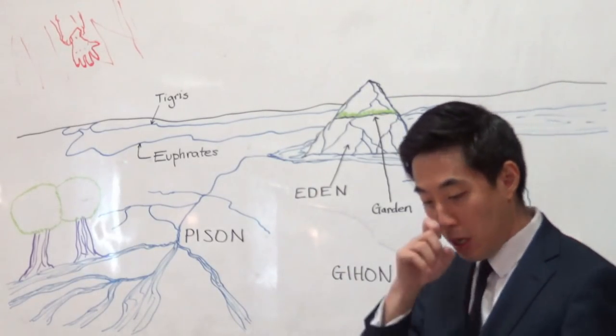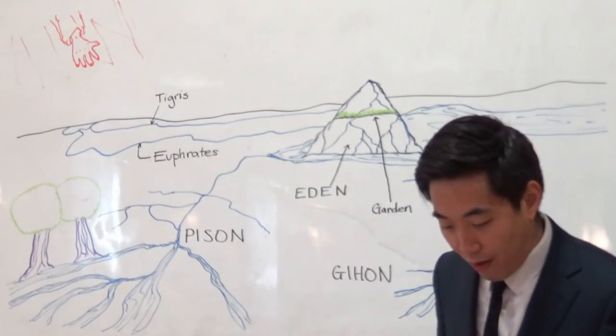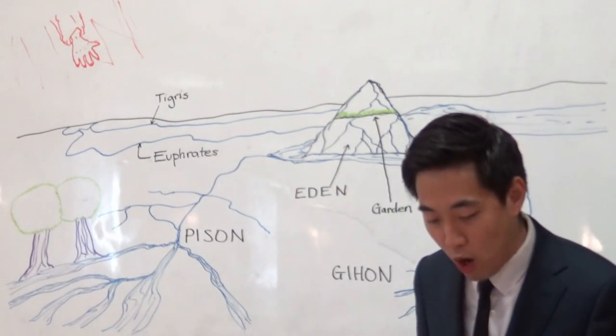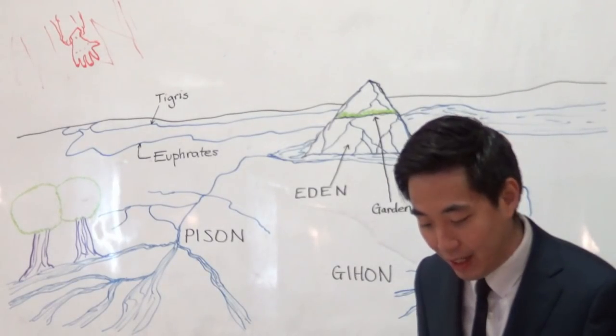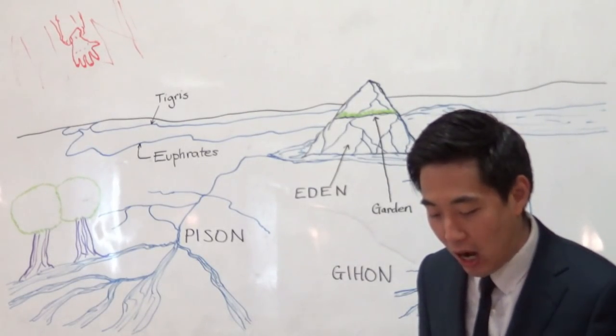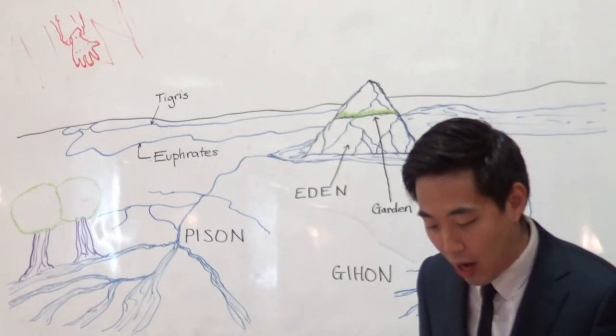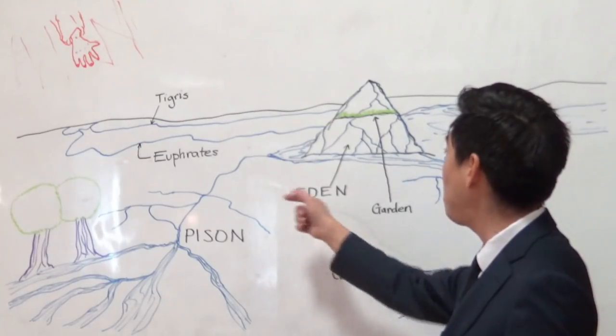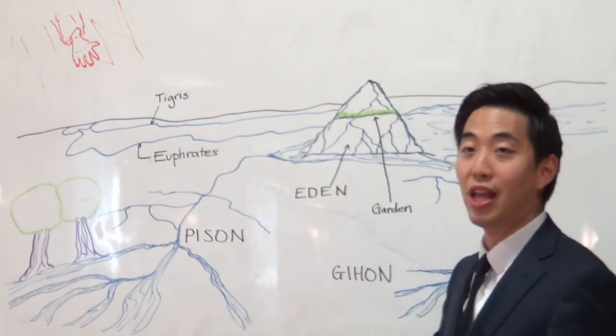How about that? Now, these two riverbeds they've named: for Pison, they called it Wadi Ar Rimah Batin, and for Gihon, Wadi Ad Dawasir, if I'm pronouncing them right. Those are the two possible names. Well, why don't they exist anymore?